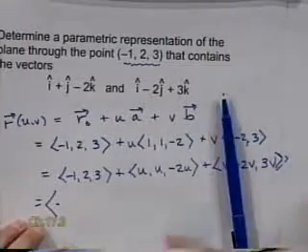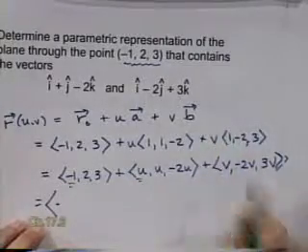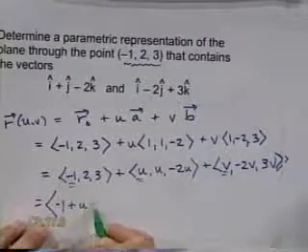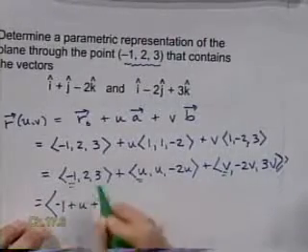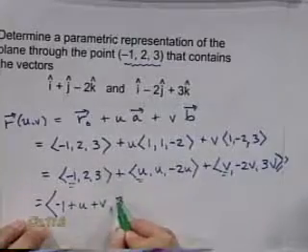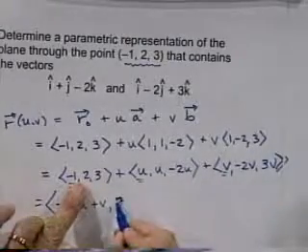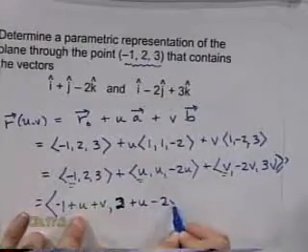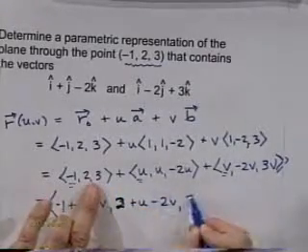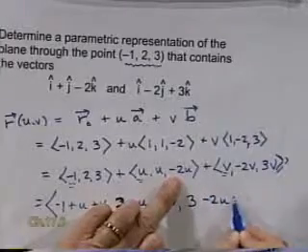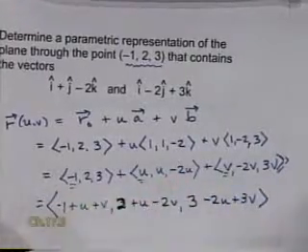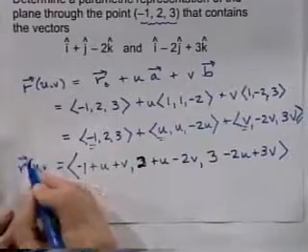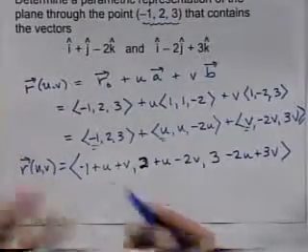I'm going to combine the x components, y components, and z components. So we have -1 plus u plus v, comma, 2 plus u minus 2v, and the z component is 3 minus 2u plus 3v. And we have a vector representation of our plane.